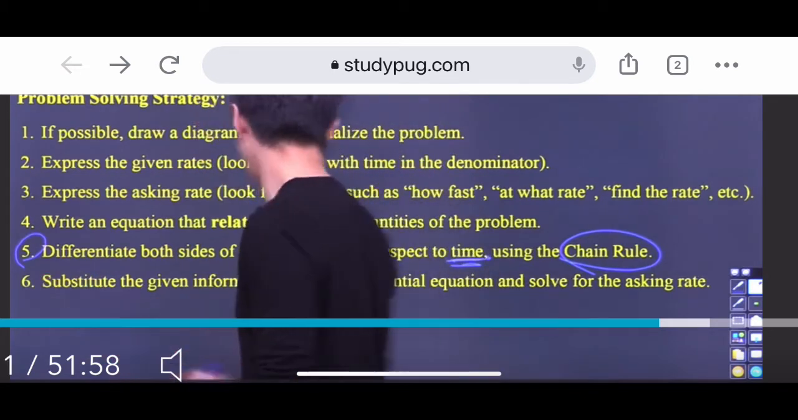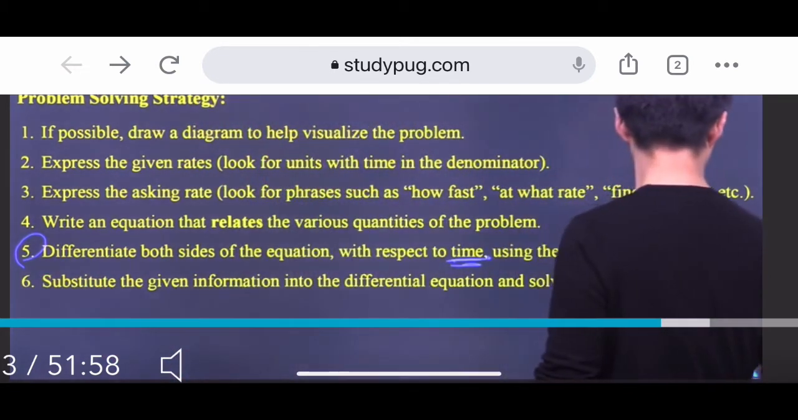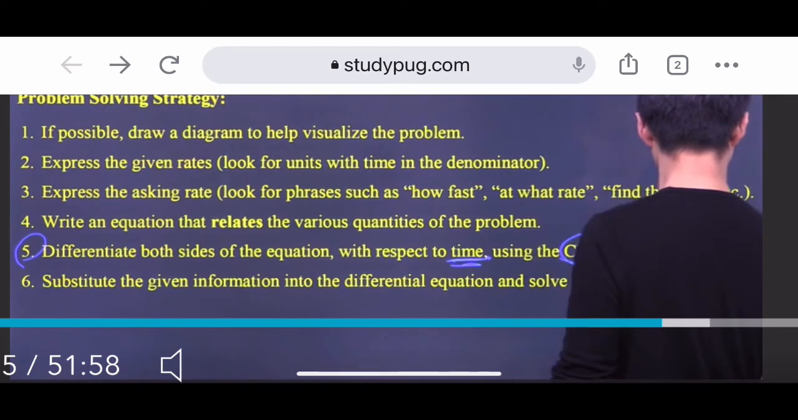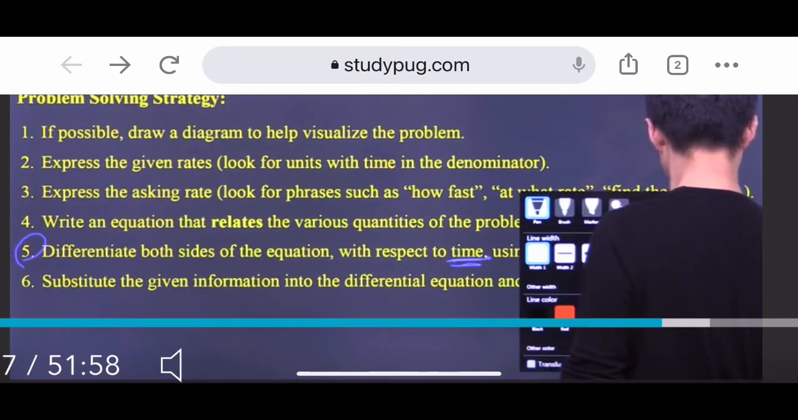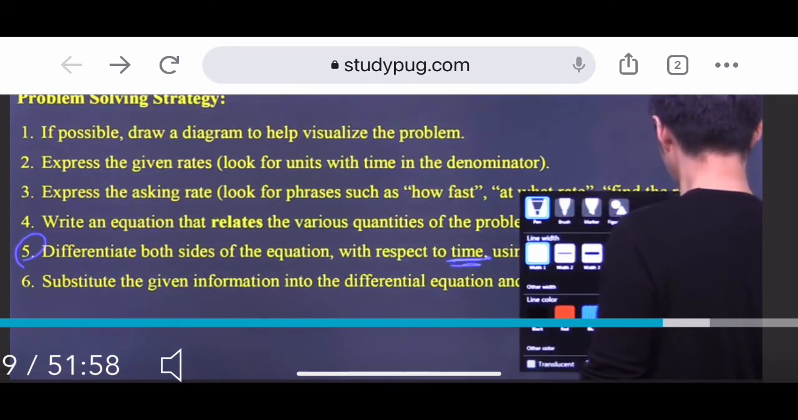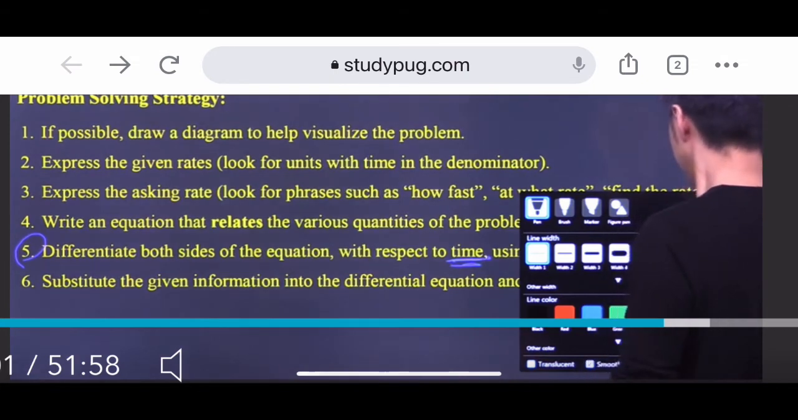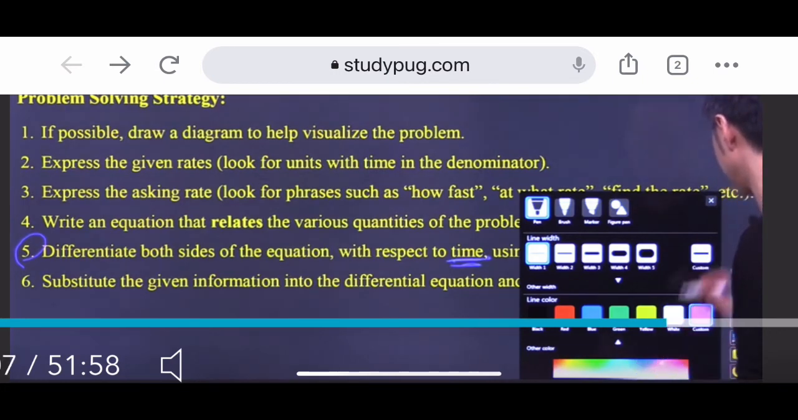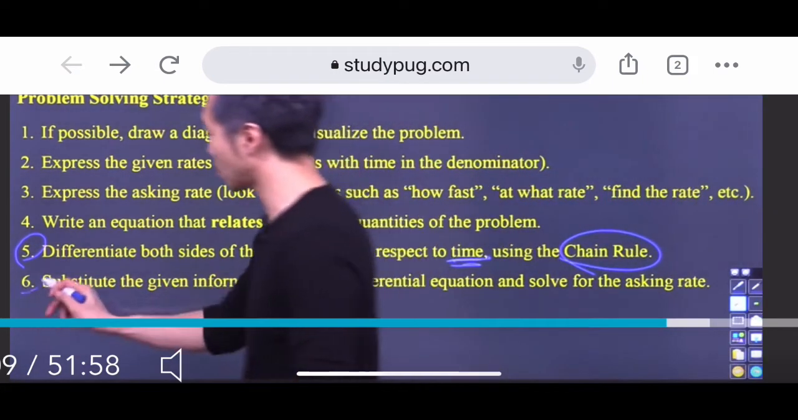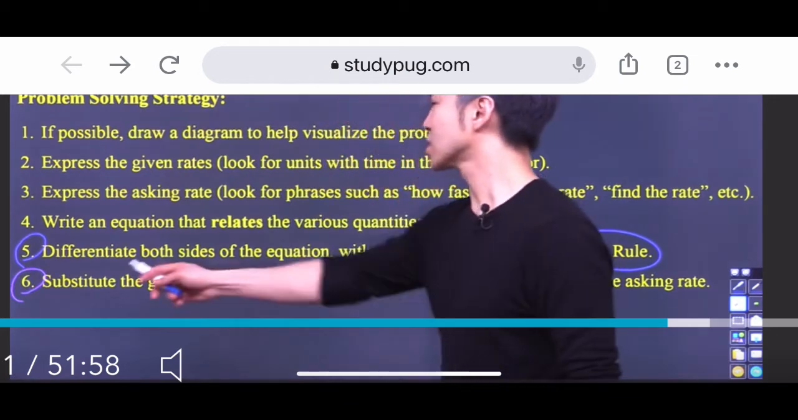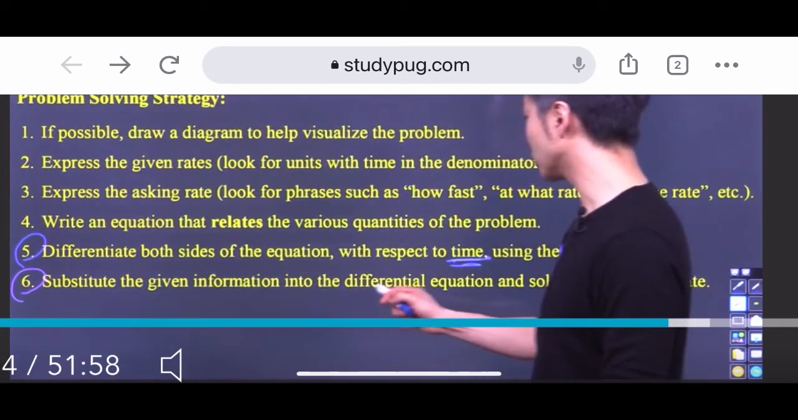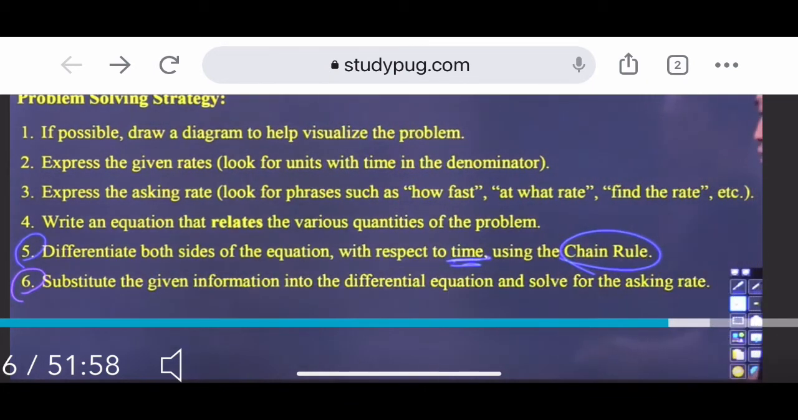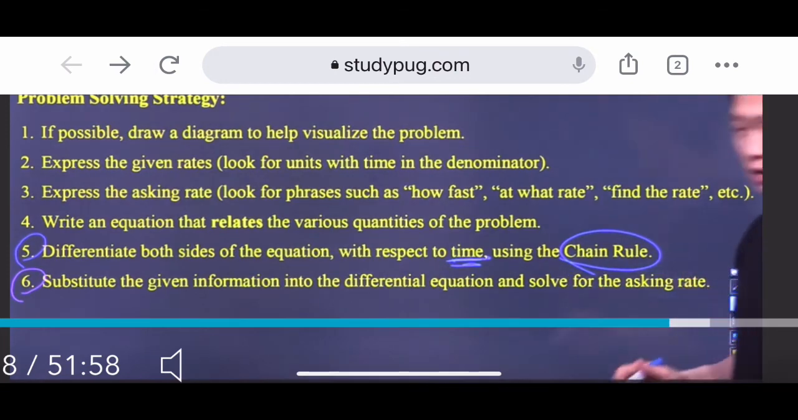Now moving on to step number 6. Let me use another color. Moving on to step number 6, we just have to what? Substitute the given information into the differential equation and solve for the asking rate.